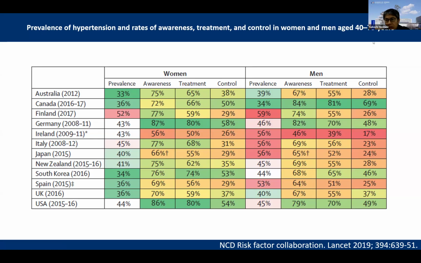For men, it's even lower, just 24%. That's one of the lowest among these countries. In contrast, for example, Canada or the USA show much better control, approximately 70%. So in Japan, even when people are treated, many patients aren't reaching proper blood pressure control. This shows we need to improve not just treatment rates, but also how effective that treatment is.